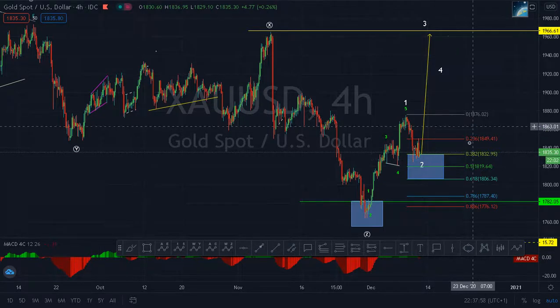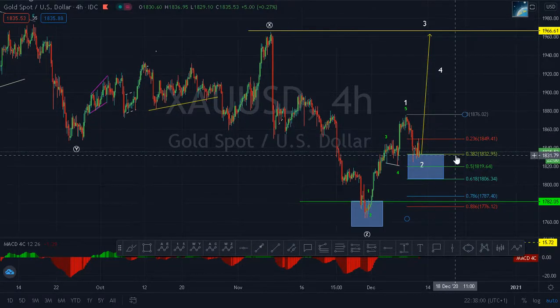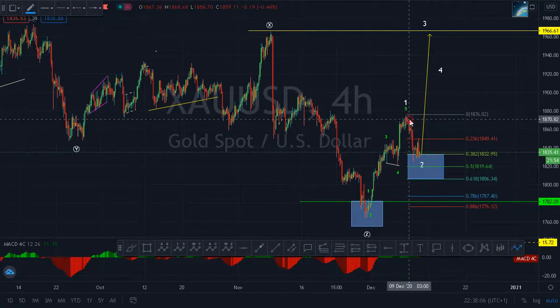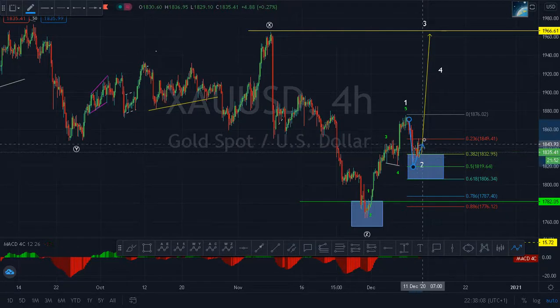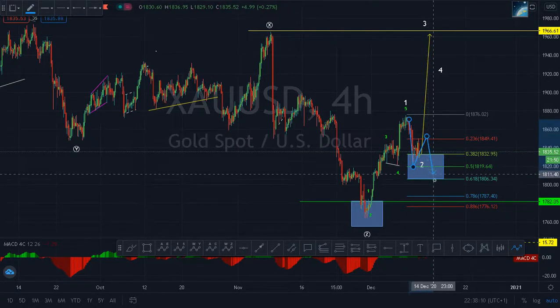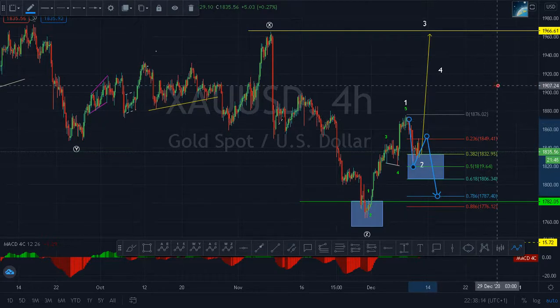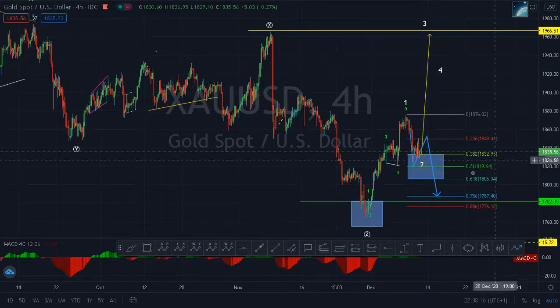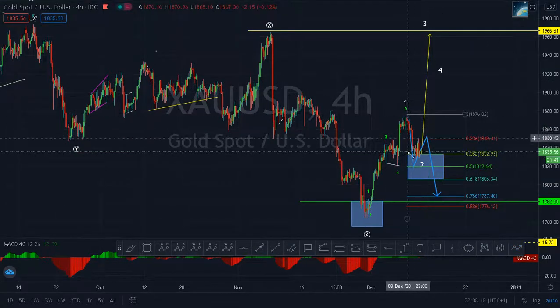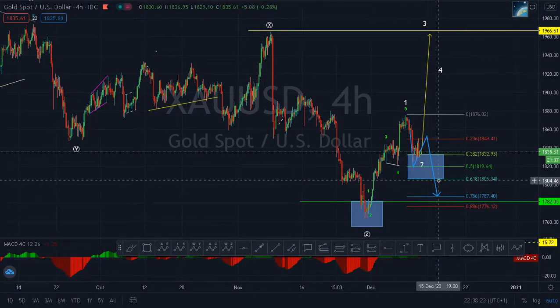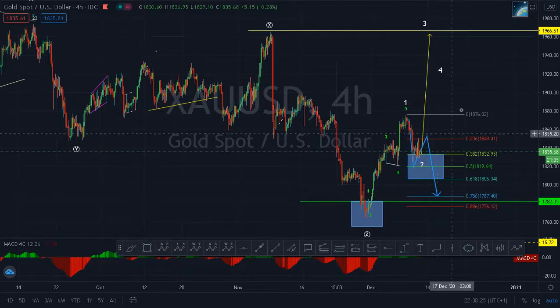So don't be surprised if gold does something like this. Okay, now let me show you something. This gold we are looking at can do something like this: A, B, C. Then before it goes up, gold can do something like this: A, B, C. It may terminate here or come down here before it goes up.